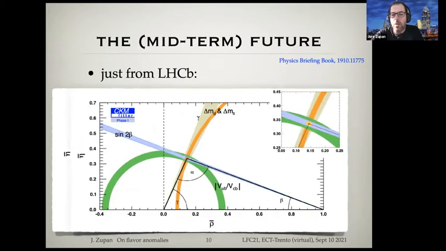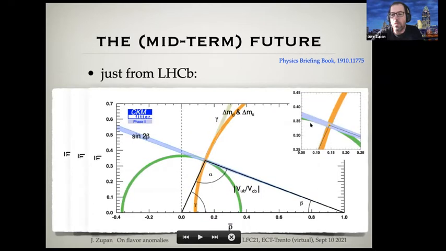If you go to the phase 1 upgrade, where it's already maybe hard to see, so you have to blow up, and then phase 2 upgrade, which corresponds to 300 inverse femtobarns of data, so that's about 30 times more than what they have now. And you see, I mean, this is getting ridiculously small.